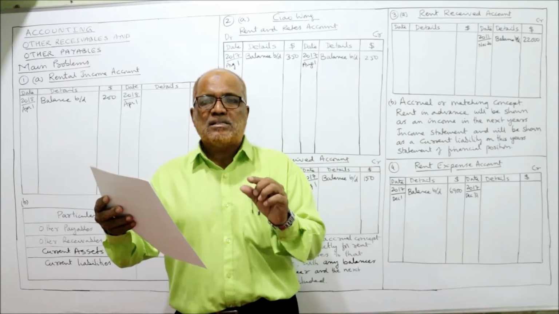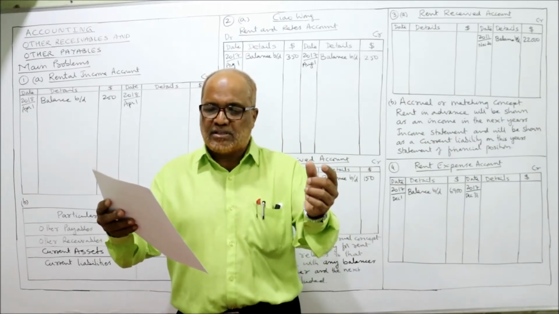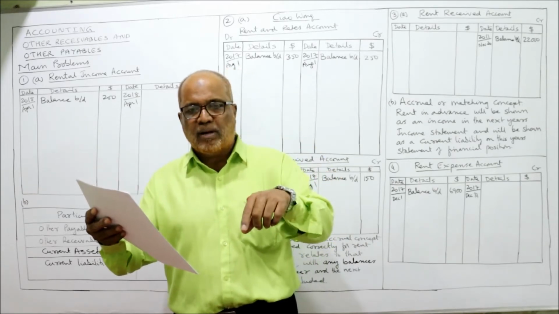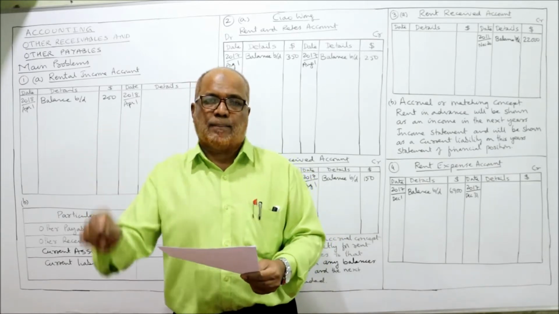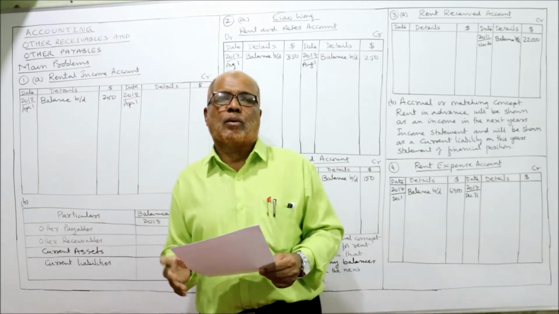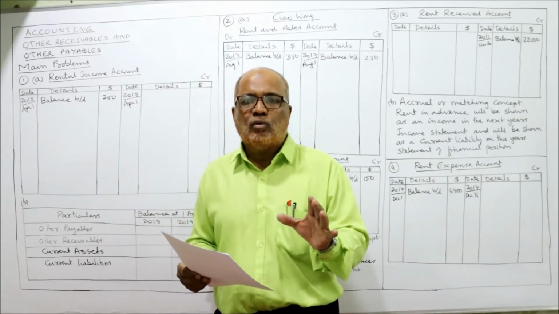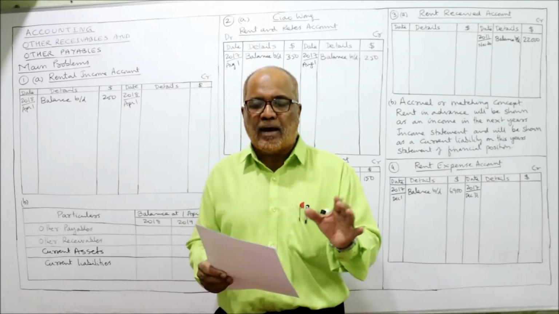So what does the balance denote? Is it accounts payable, other payable or other receivable, current asset or current liability? We have to decide and put a tick. This is a complete problem. First of all, we have to make the rental income account.